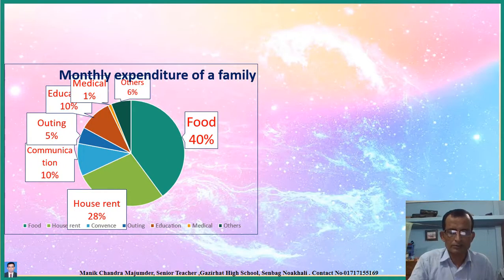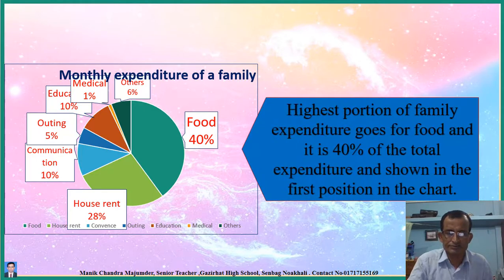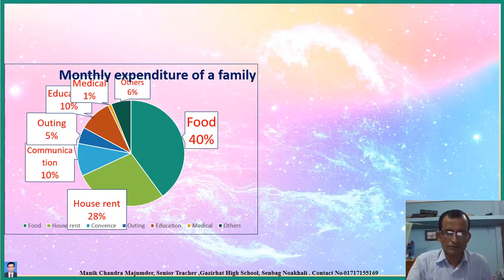Dear learners, on the screen you can see highest portion of family expenditure goes for food and it is 40% of the total expenditure and shown in the first position of the chart. You can see the family expend 28% for house rent.